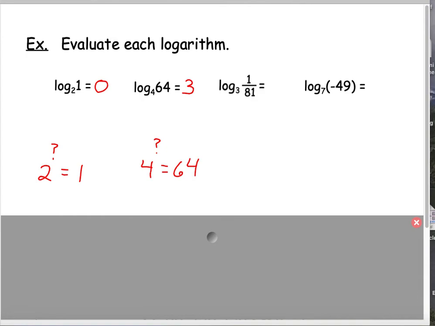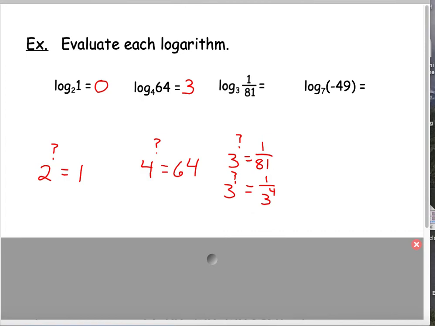How about the next one? We've got 3 to what power equals 1 over 81? Now, it might help to think of 1 over 81 as 1 over 3 to a power. Well, that's 3 to the 4th power. 9 times 9 is 81, so that's 3 squared times 3 squared. And it might help to think of 1 over 3 to the 4th as 3 to the negative 4th. And now we have our answer. So 3 to the negative 4th equals 1 over 81.